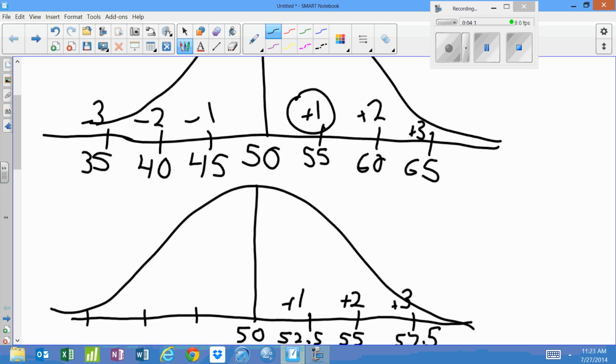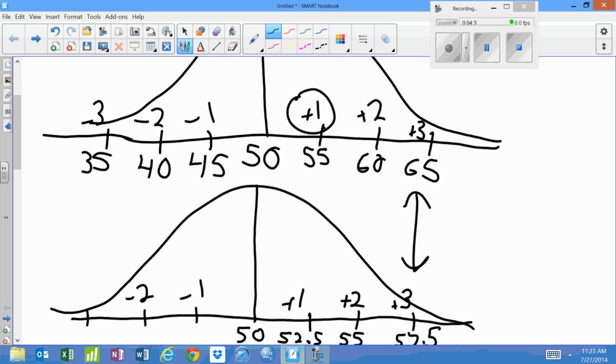Okay, so notice how at 3 standard deviations, if we do a comparison, when we only have a standard deviation of 2.5, our higher number in our range is only 57.5. When I have a standard deviation of 5, though, my higher number is a 65. So notice how a larger standard deviation gives us a larger spread. A smaller standard deviation will give us a smaller spread.